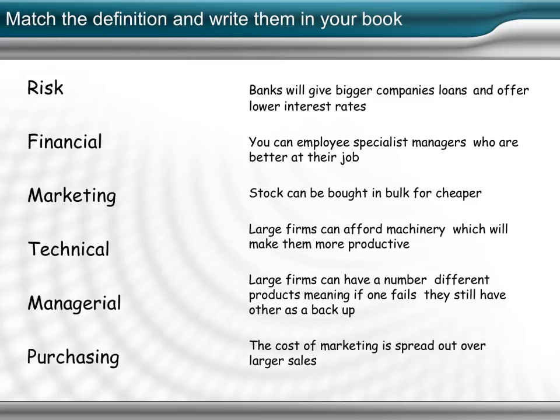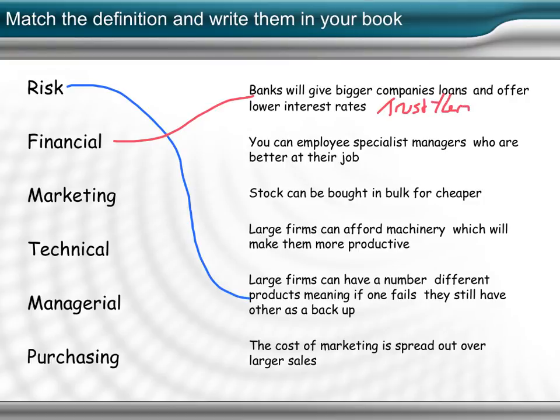Right, first of all, risk. If I match that up, large firms can have a number of different products, meaning if one fails, they still have others as backup. The second one, financial: banks will give bigger companies loans and offer low interest rates. And the reason is because they trust them more. The third one, marketing. Now, obviously, the cost of marketing is spread out over larger sales. So that means you can afford to have really expensive adverts.